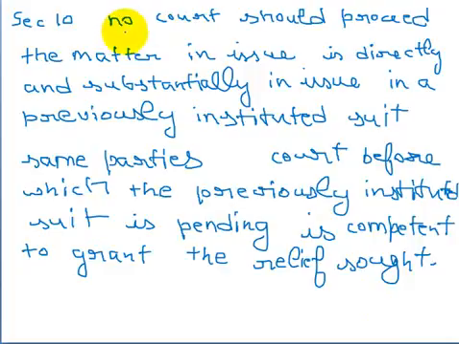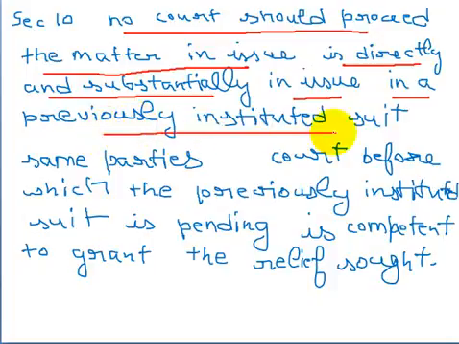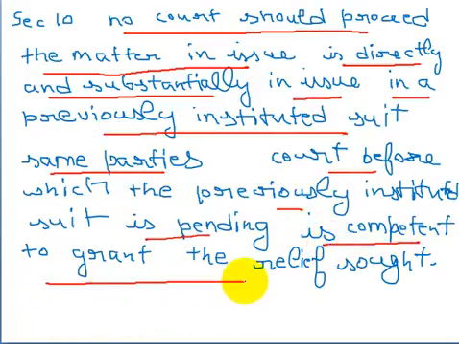Section 10 declares that no court should proceed with the trial of any suit in which the matter in issue is directly and substantially in issue in a previously instituted suit between the same parties, and the court before which the previously instituted suit is pending is competent to grant the relief sought.